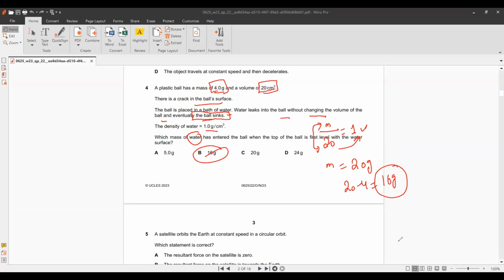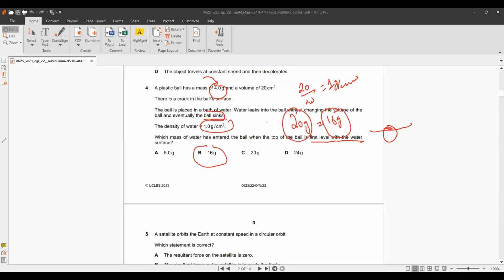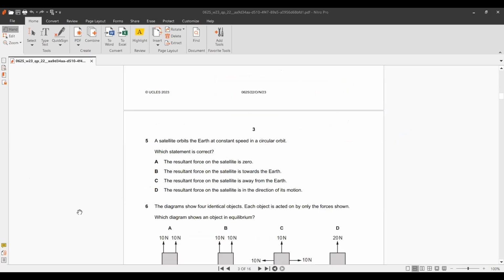I don't understand. Which part? Clear now? Yeah. Moving on to the next one.